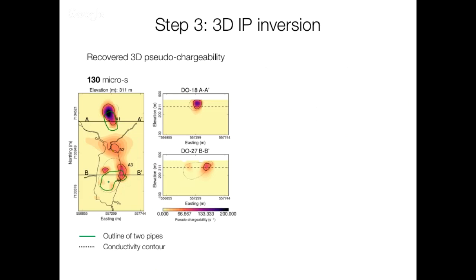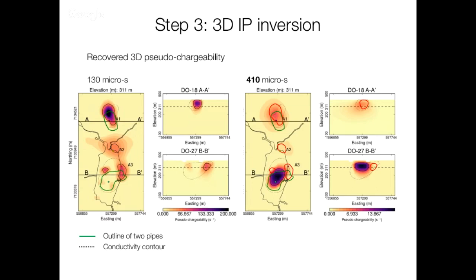So anyway, we've got the IP decoupled data at 130 microseconds, and those are now inverted. So this is now a standard linear problem with the sensitivities that I described. And this is what you see at the top, pipe DO18. There's a lot of chargeability sitting right up close to the surface. On this line here through DO27, there's chargeability as well.